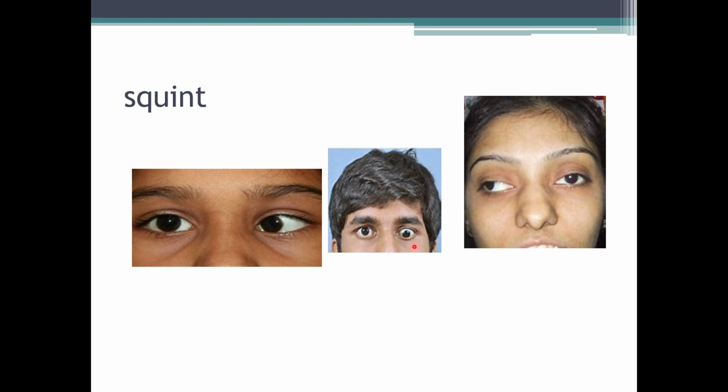Now there are two types of squint. One is a paralytic squint. Paralytic squint obviously happens when there is a paralysis of the muscle, and another is a concomitant squint, which is congenital.